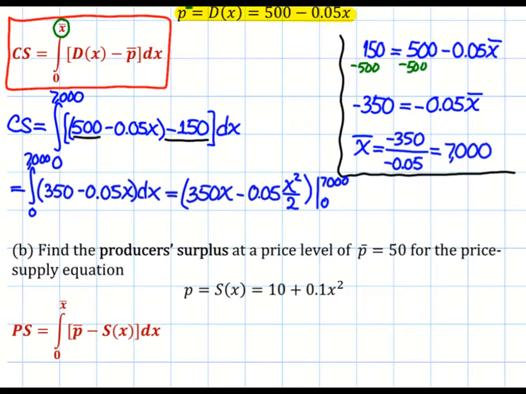So that simplifies to 350x minus 0.05 divided by 2, 0.025 x squared, from 0 to 7,000. We substitute 7,000 in for x and subtract when we put 0 in for x. I forgot the x here. Sorry.